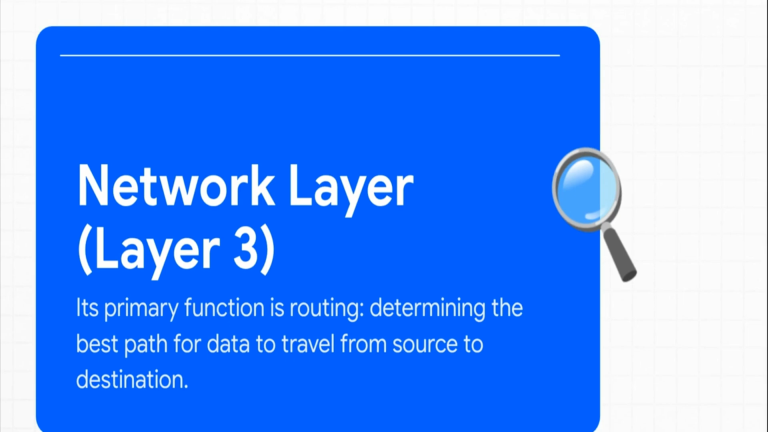This layer takes the segments from the transport layer and wraps them up into what we call packets. It adds a new header with the source and destination addresses. And the hero of this layer is the router. The router reads these addresses and makes smart choices to forward the packet along the best possible path.